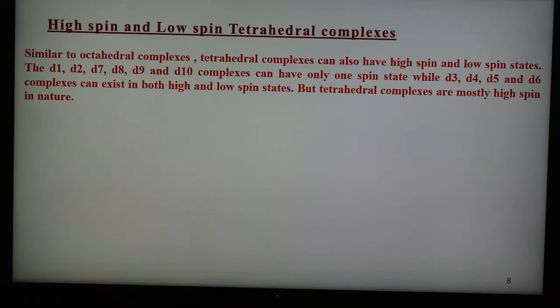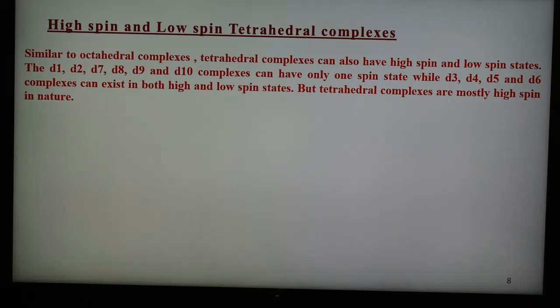This value is always smaller than the mean pairing energy P. That is, we can say that delta T is less than P, and hence tetrahedral complexes are mostly high spin in nature, because delta T is very small as compared to P. Therefore these tetrahedral complexes generally show high spin. So this is in case of the tetrahedral complex.